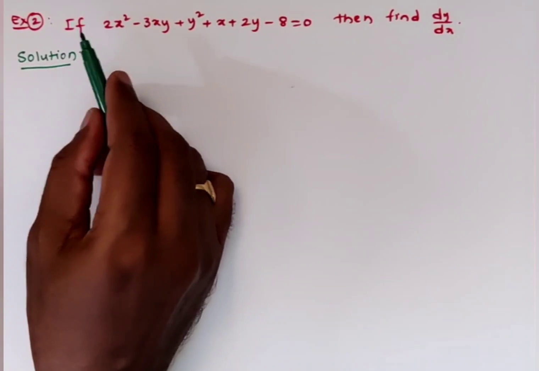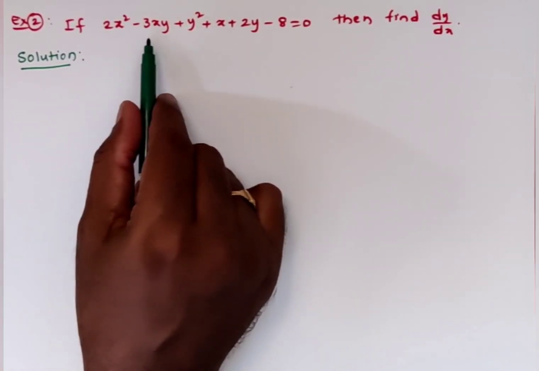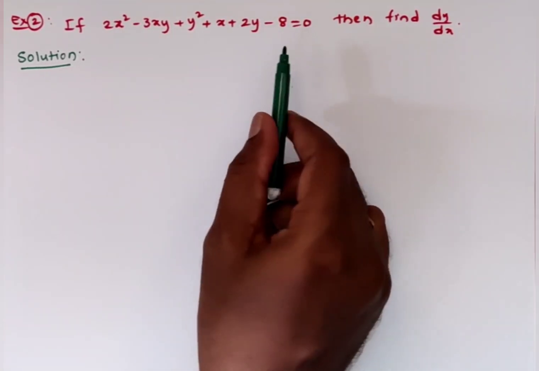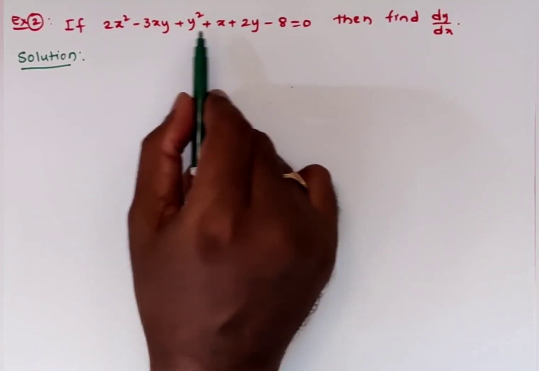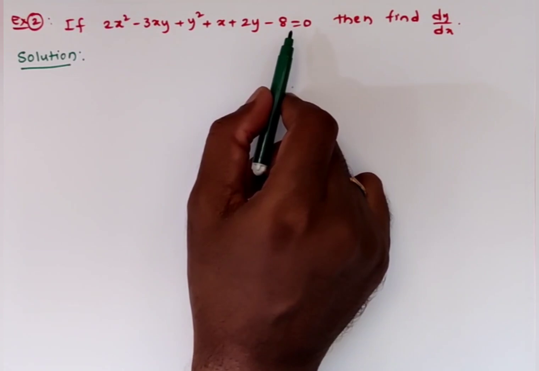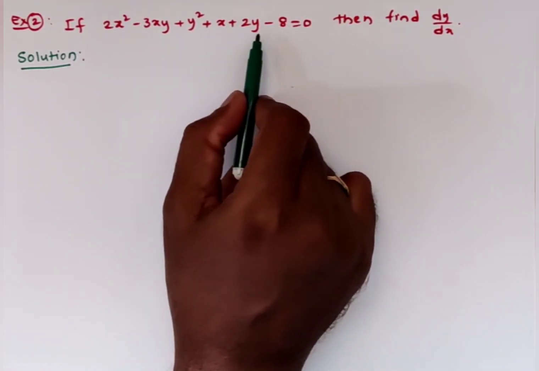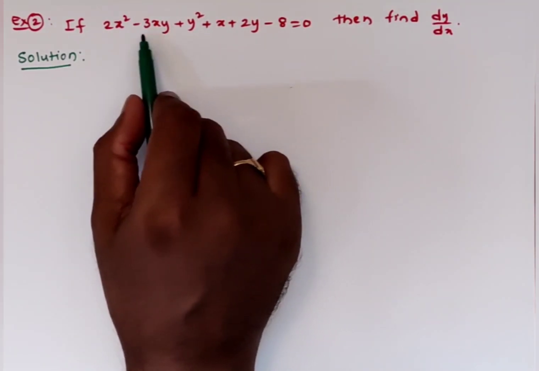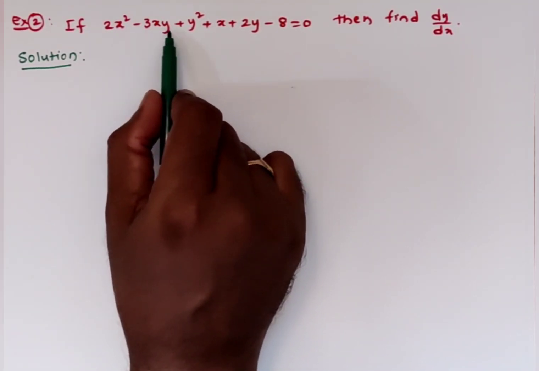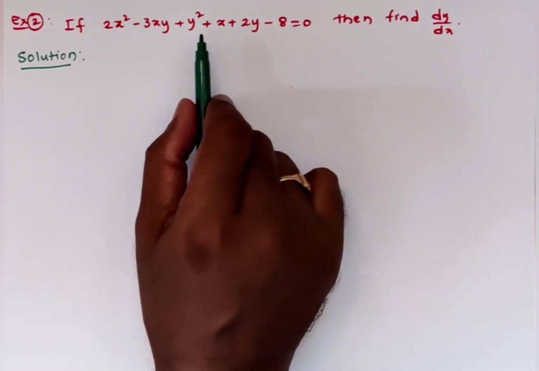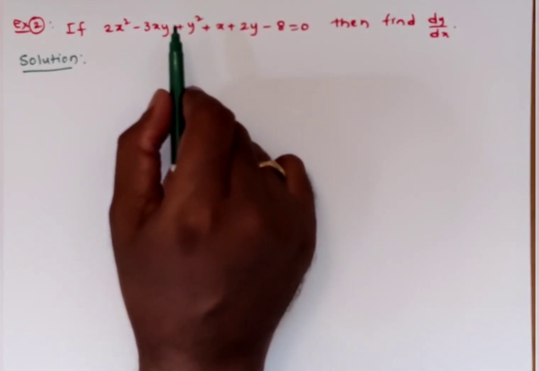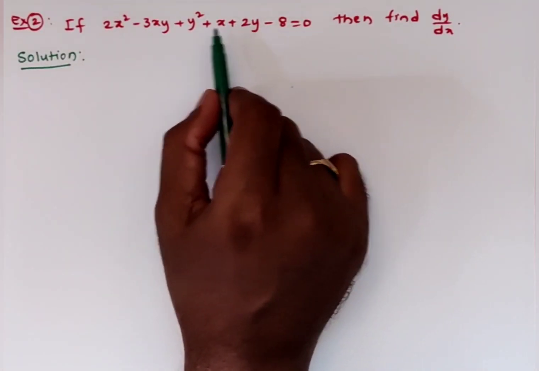Now see this problem. If 2x square minus 3xy plus y square plus x plus 2y minus 8 equal to 0, it is in the form of f of x comma y equal to 0. So can we separate y in terms of x? No. Here y is involved with x. The combination of x and y will be there. So we cannot separate y from this. So this is known as implicit form. Now we need to find the derivative for this function.